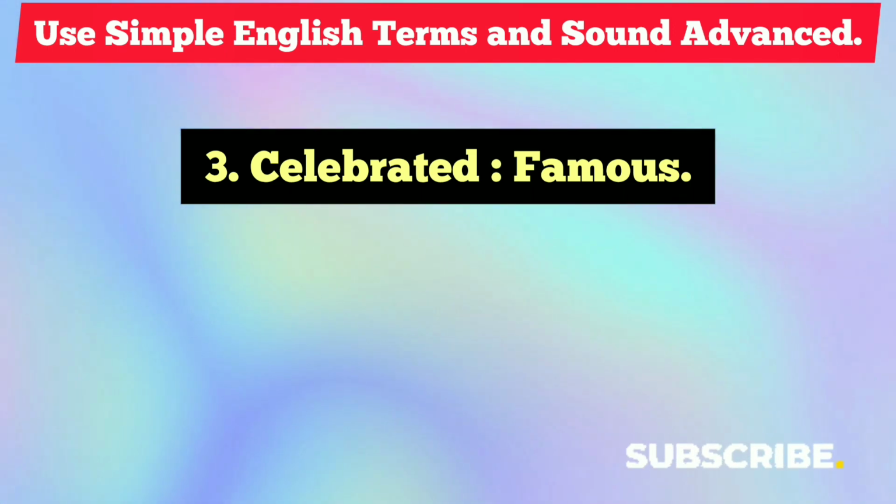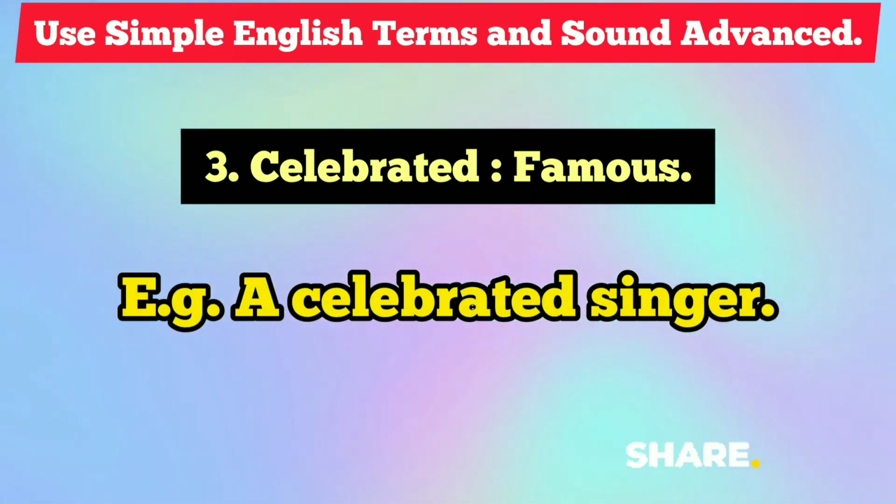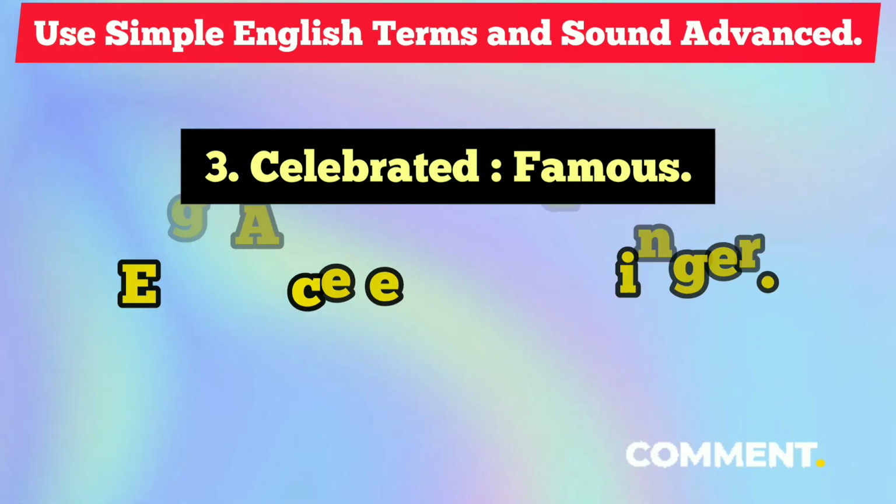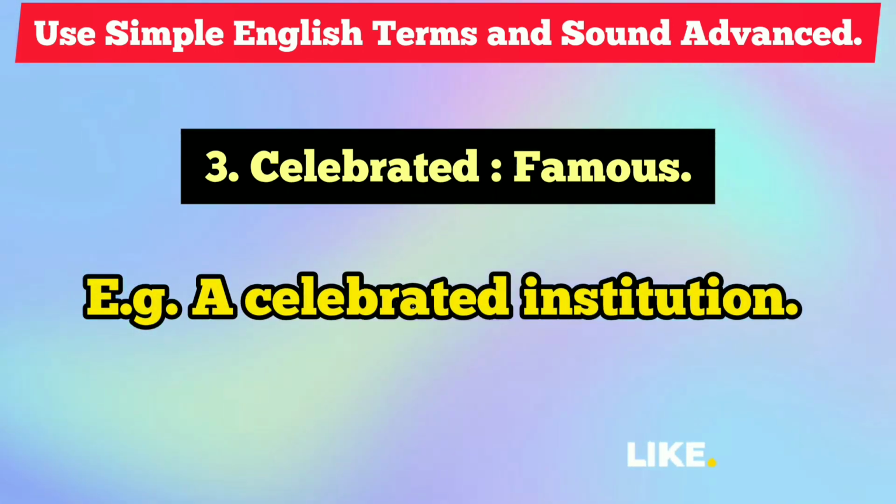As you see the first example, a celebrated singer. That means a very famous, a famous singer. You can also say a celebrated institution. That means a very popular or famous institution. So like this way you can use this term celebrated and sound quite advanced.